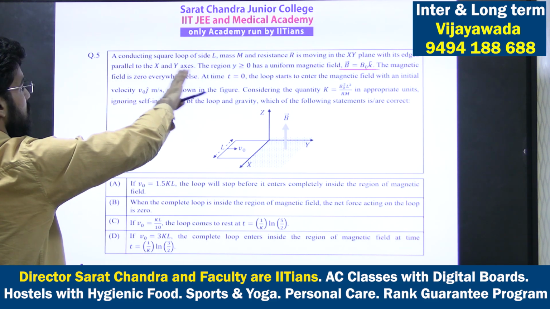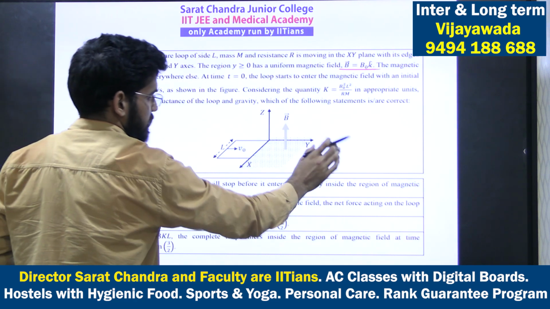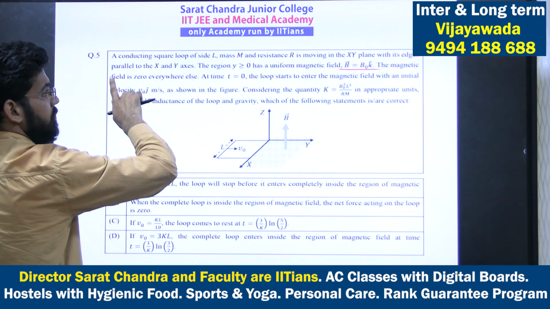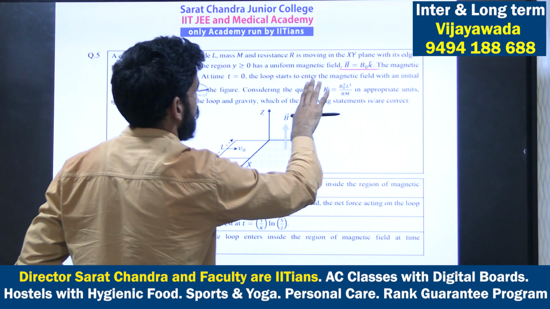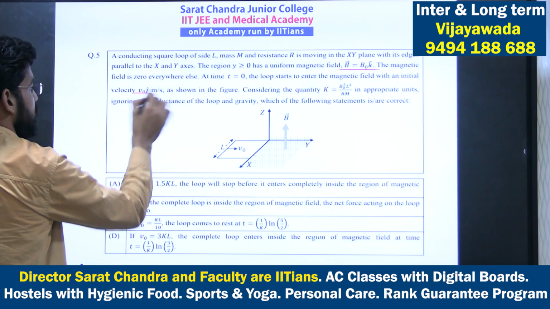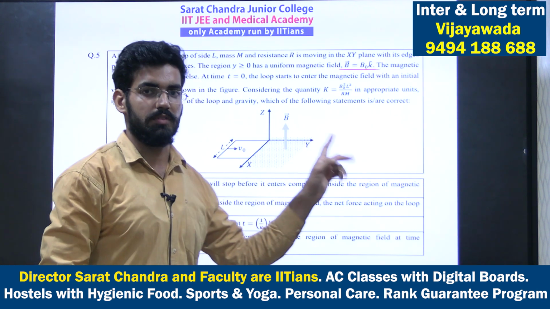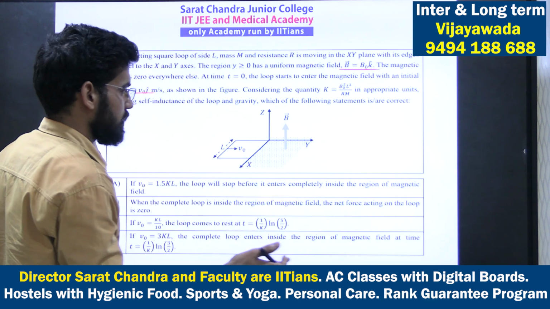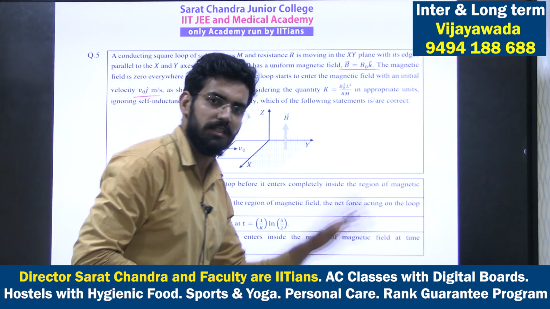Its edges are parallel to the XY plane. The region y greater than 0 has a uniform magnetic field, so here it is not magnetic field. The loop is entering the magnetic field. Uniform magnetic field B0, and the magnetic field is 0 everywhere else. At time t equal to 0, the loop starts to enter the magnetic field with an initial velocity V0 i cap. Fine. It is not continuously moving with V0. Sometimes we move it continuously with V0 with the help of external forces. Some of the questions are there in the notes like that. But here we are saying initial velocity we gave, then that's left.